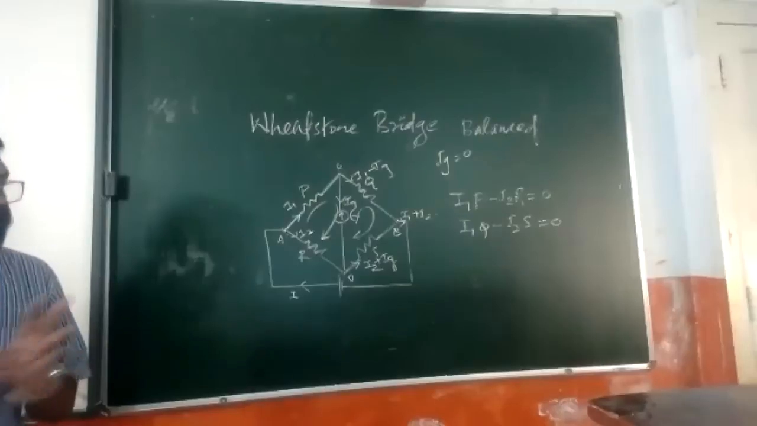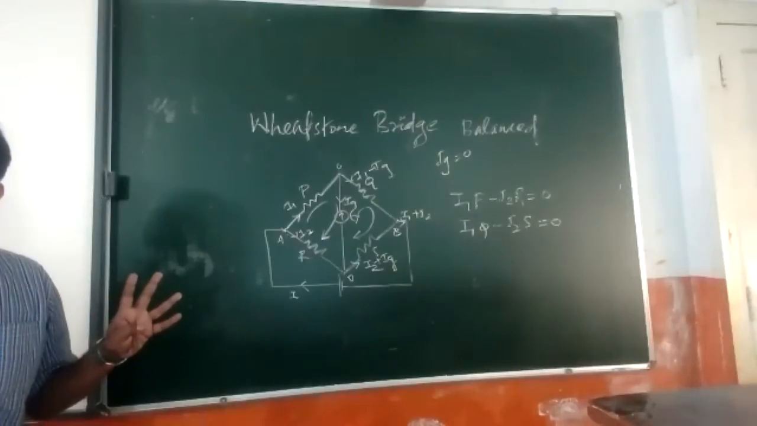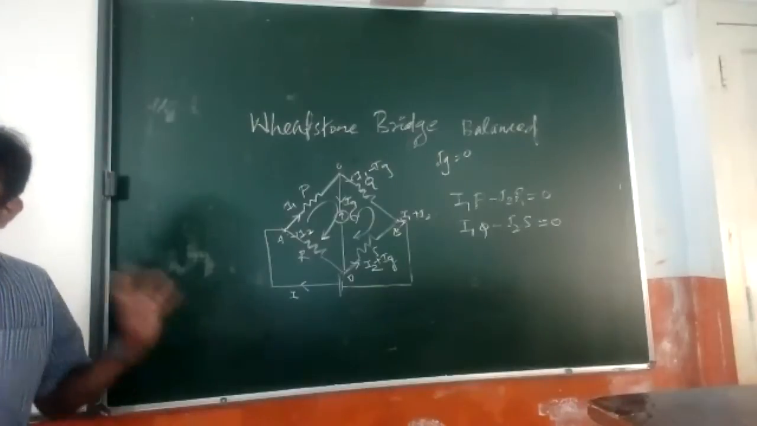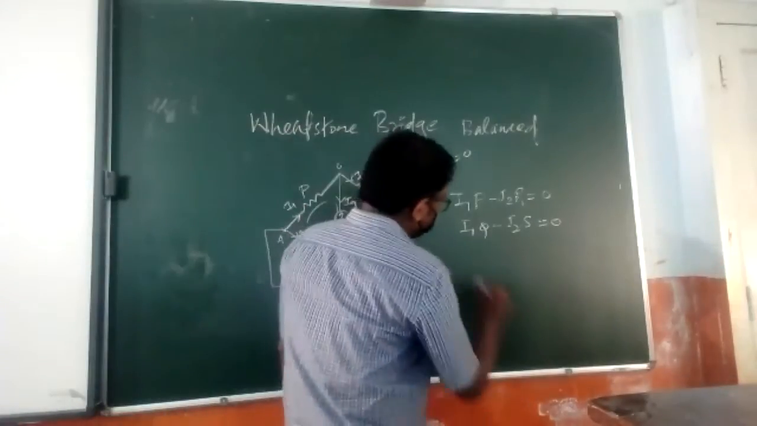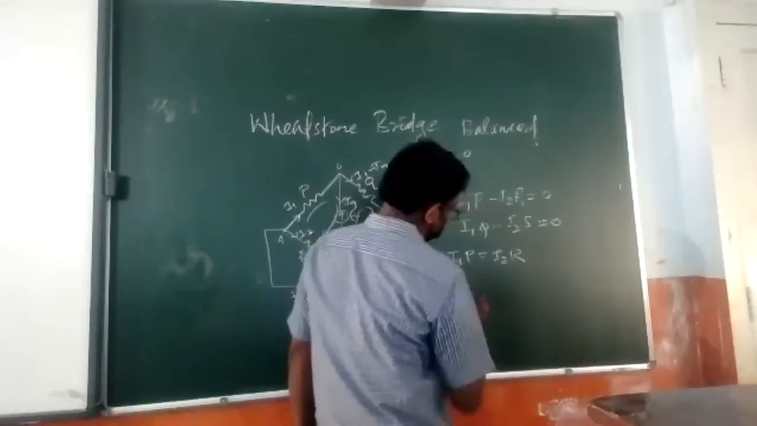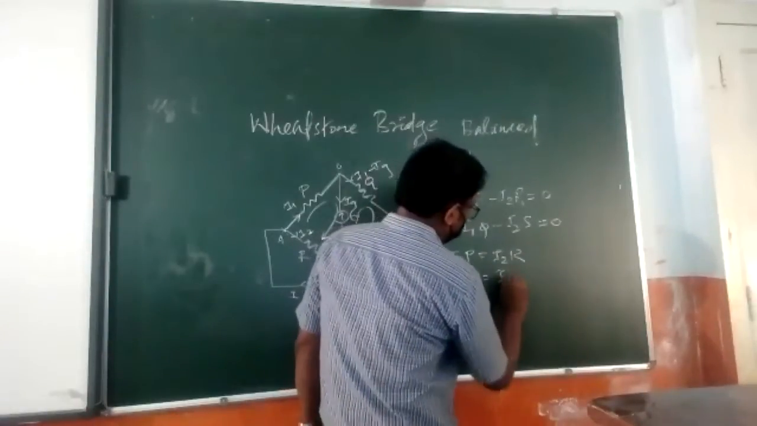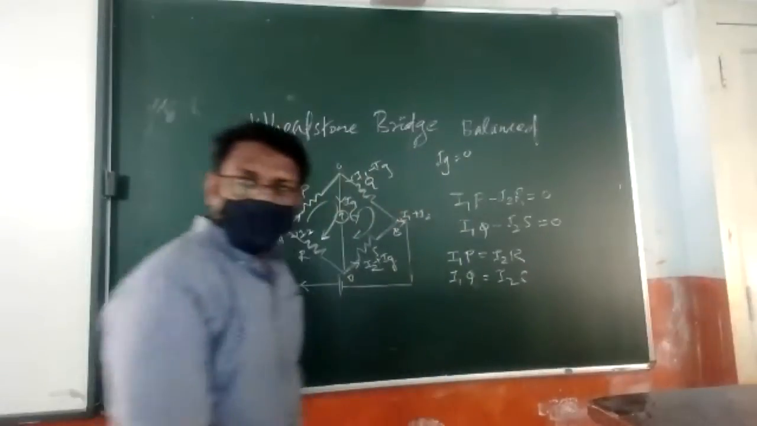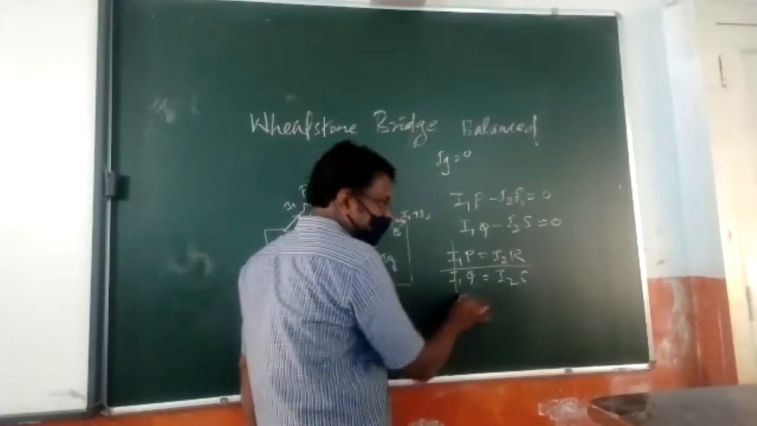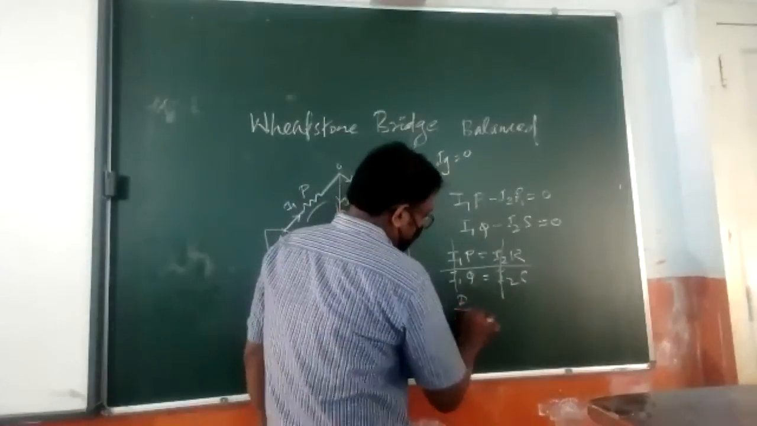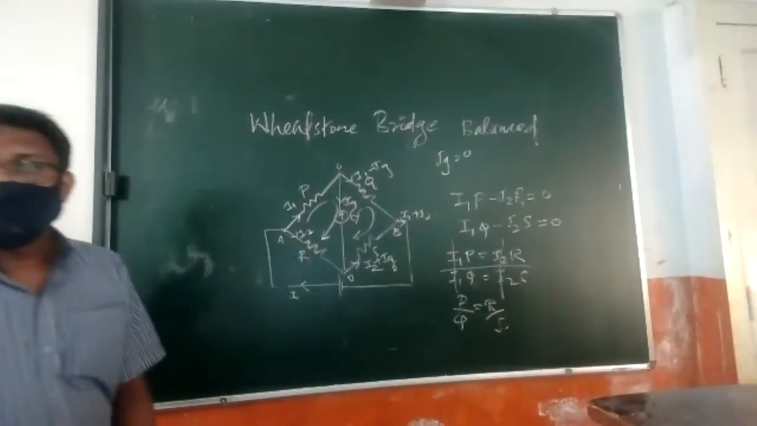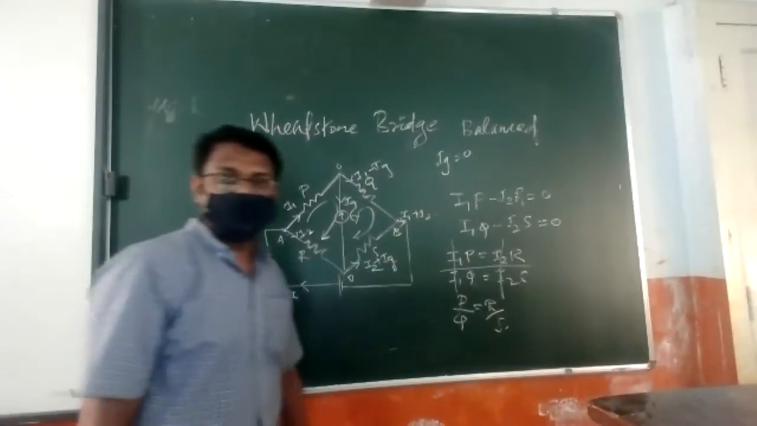Do you have any doubt regarding these two steps? Is it clear now? That is based on our Kirchhoff's voltage law. Now we can have I1P is equal to I2R, and I1Q equal to I2S. When you are taking the ratio, I1 and I1 get cancelled, I2 gets cancelled. That is P by Q is equal to R by S.